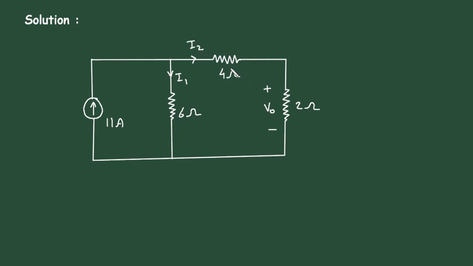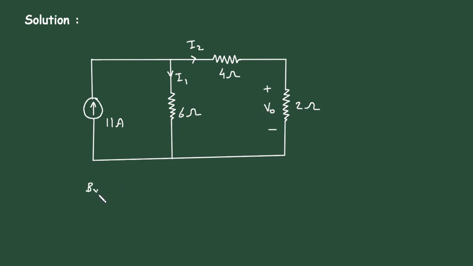The current through 4 ohm and 2 ohm will be the same current because this 4 ohm and 2 ohm are connected in series. So first of all, we will find the value of I2 and then we will multiply this I2 with this 2 ohm and get the value of this VO.